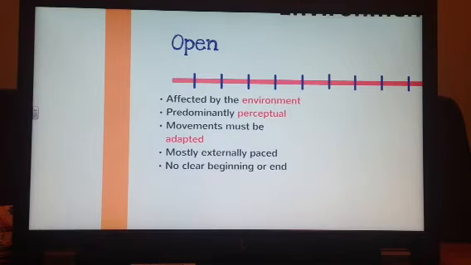So you must adapt your movements. You might decide you want to use a particular technique for a pass. But in an open environment, there's other things that might well change your mind. So you have to adapt your skills. It's mostly externally paced. I'm going to come back to that one in a moment when we look at a different continuum. There's no clear beginning and end, and therefore the skills are often discrete with an open skill. Again, that's another continuum, and I'll come back to that one in a moment. So it's useful to be able to revert back here in a moment and see if you can make some sense of those 2 points.